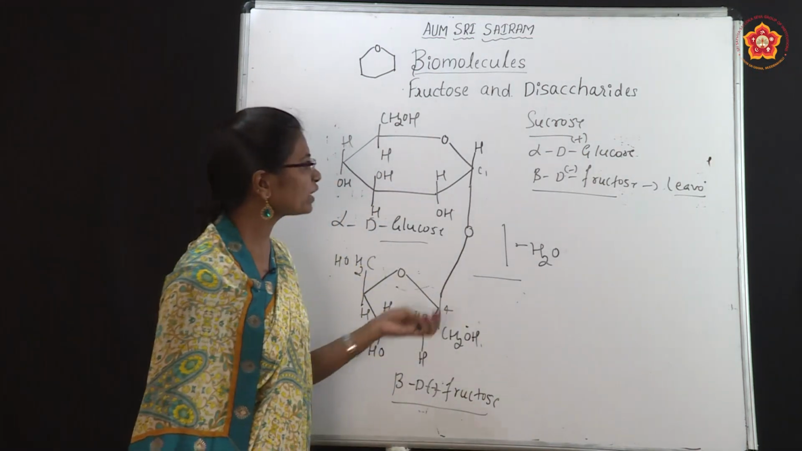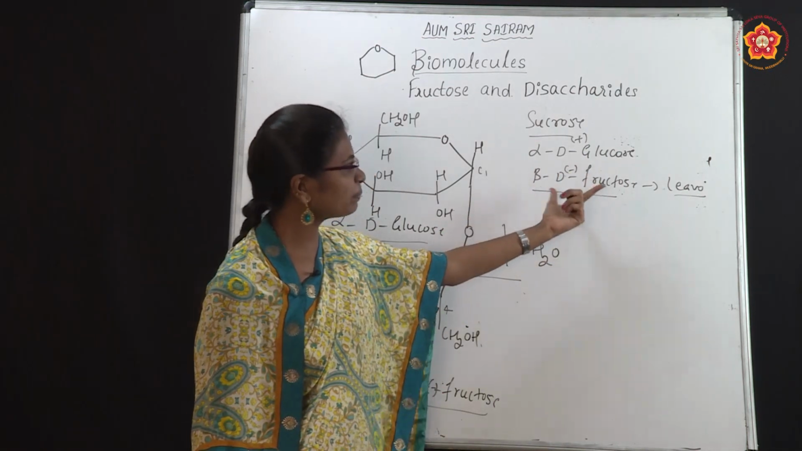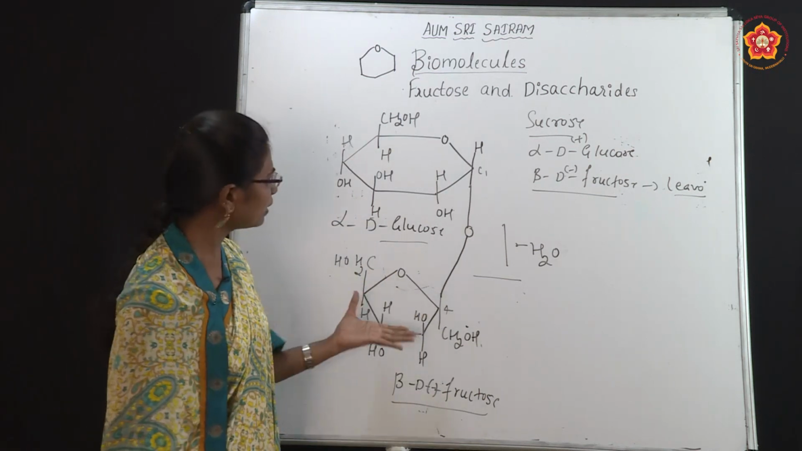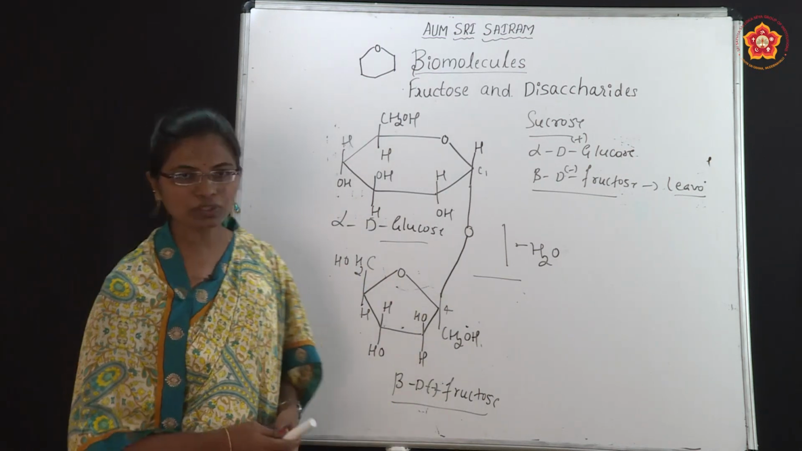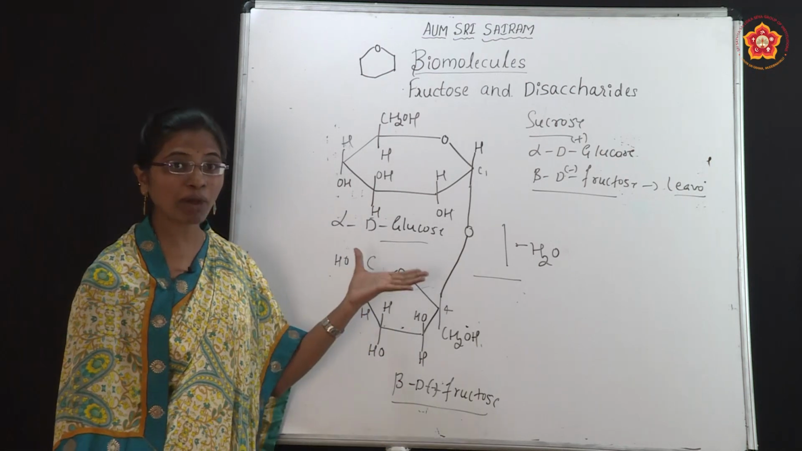The combination of alpha D glucose and beta D fructose. This is very important. You have to remember the structure of sucrose here. So next we will study maltose.